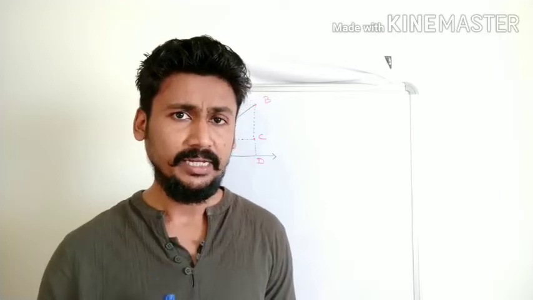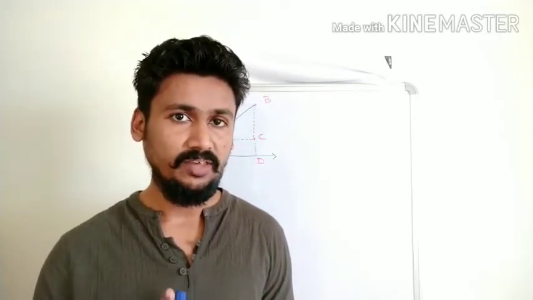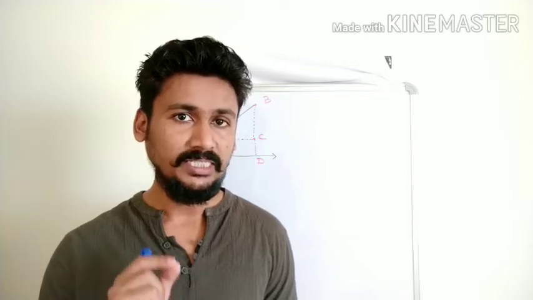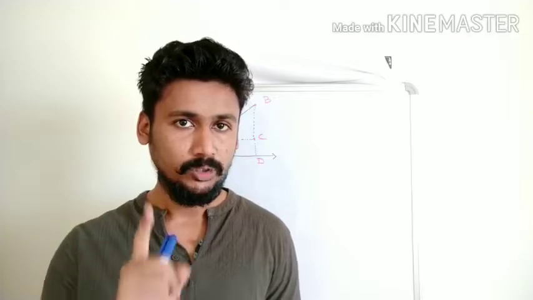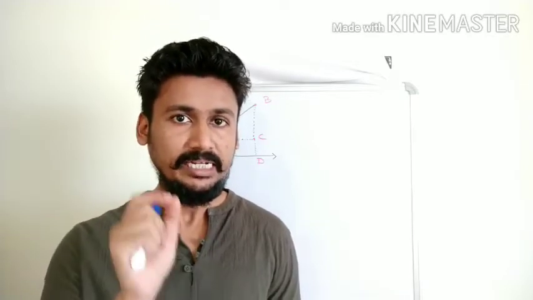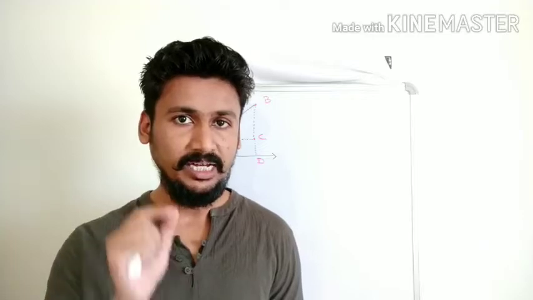Fine. So let's begin. Now we will derive the first equation of motion that you know very well, V is equal to U plus AT. This is also called the velocity time relation. So this is our first question today. Derive velocity time relation using graphical method.